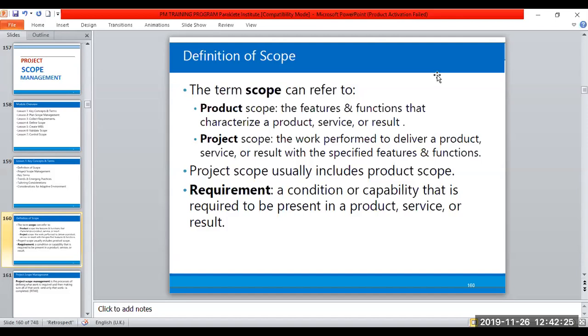Here, a requirement, like in the definition of project management, which is the application of knowledge, skills, tools, and techniques to project activities to meet project requirements. A requirement is a condition or capability that is required to be present in a product, service, or result to satisfy a formally imposed condition.